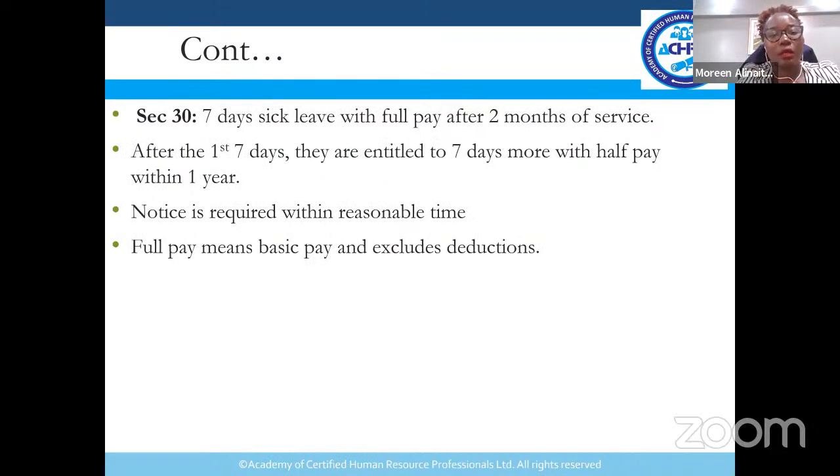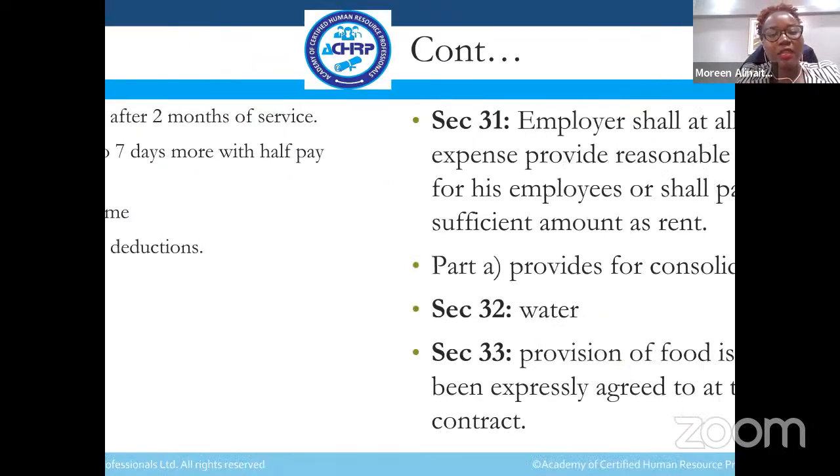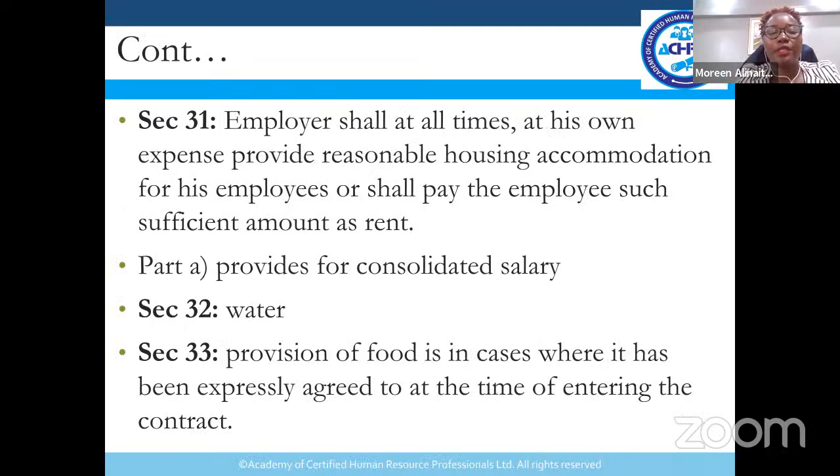Section 31 stipulates that employers shall at all times, at his own expense, provide reasonable housing accommodation for his employees, or shall pay the employee such sufficient amount as rent. The Act stipulates that if you have employees, you must provide for them reasonable housing accommodation.